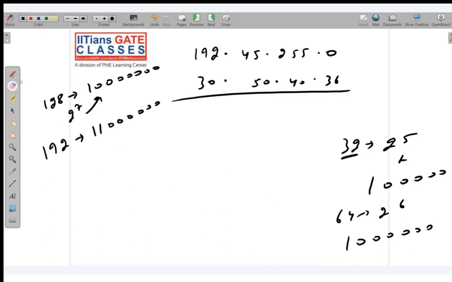Okay, let me check that out if I have made some mistake. 192 plus 32. Okay, 128 plus 64 is what? 128 plus 64 is 192, it's okay. Then 192 plus 32.